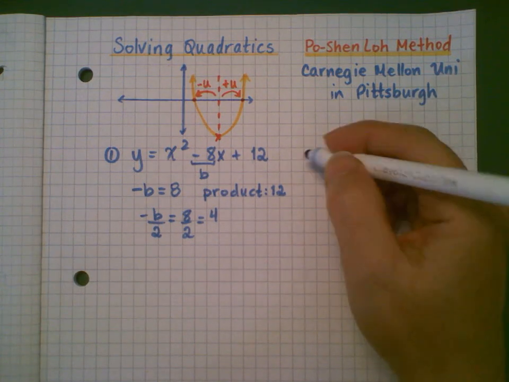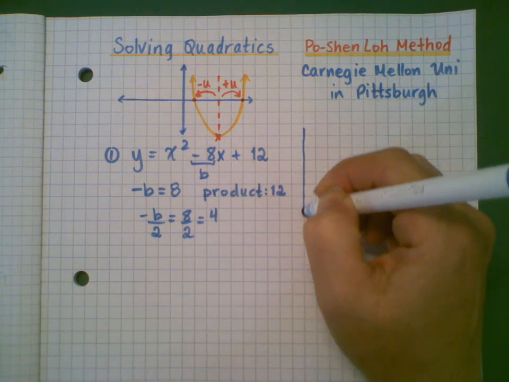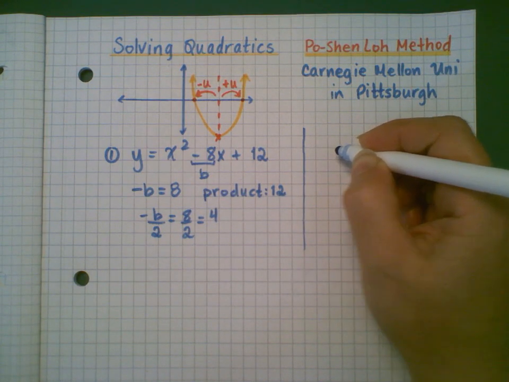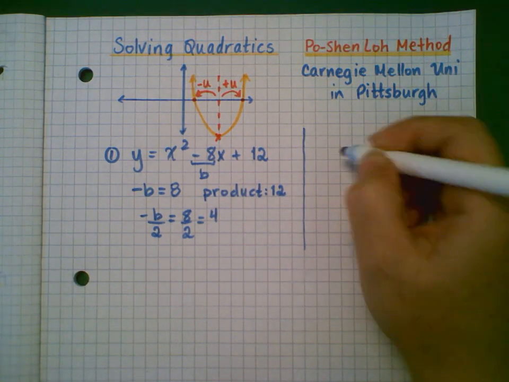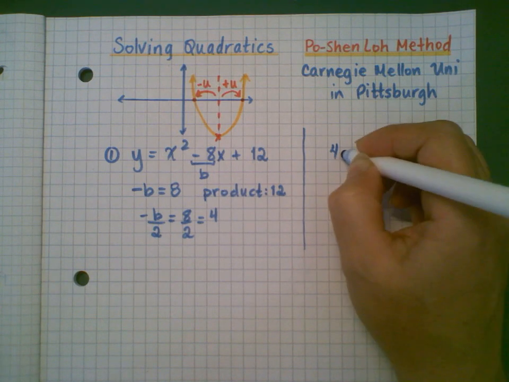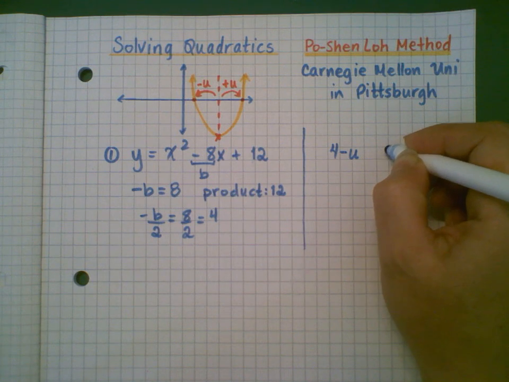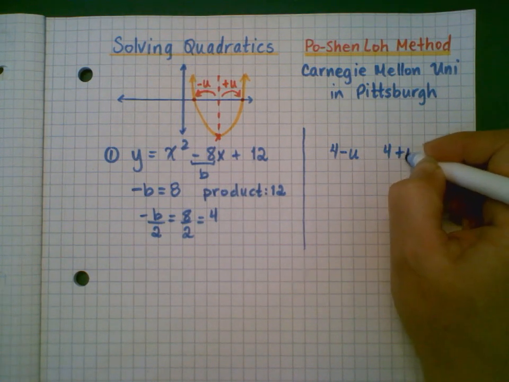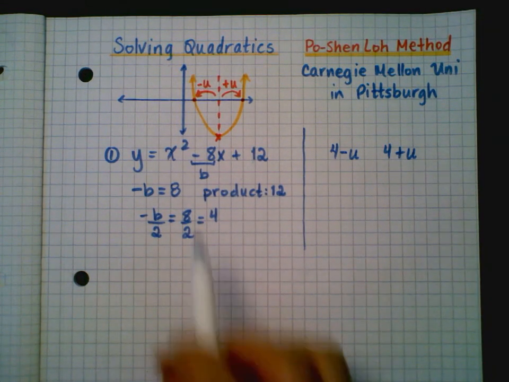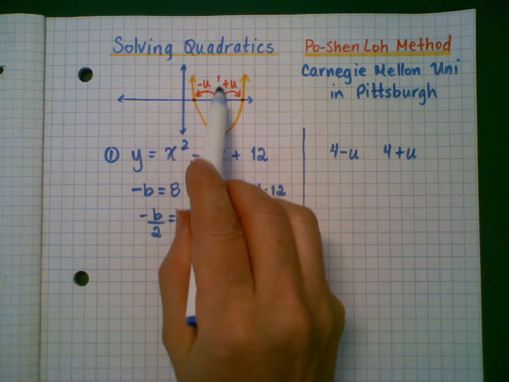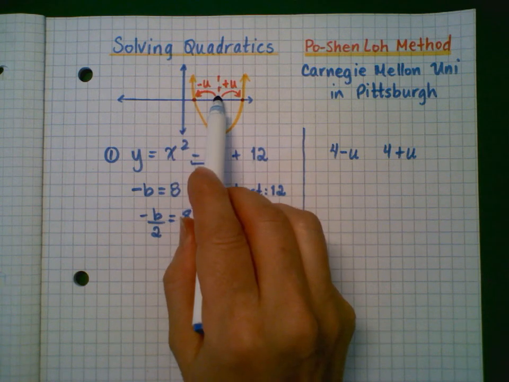All right, so now what to do with that? Well, we know that each of the zeros are going to be to the left and to the right of that value of 4. So it's going to be 4 and then some unknown value to the left, and 4 and that value to the right. So you can refer to this sketch here to think of that. So this one would have been 3 minus u and 3 plus u.